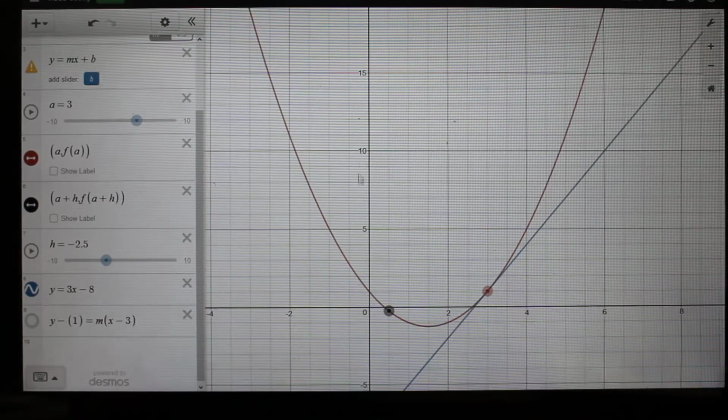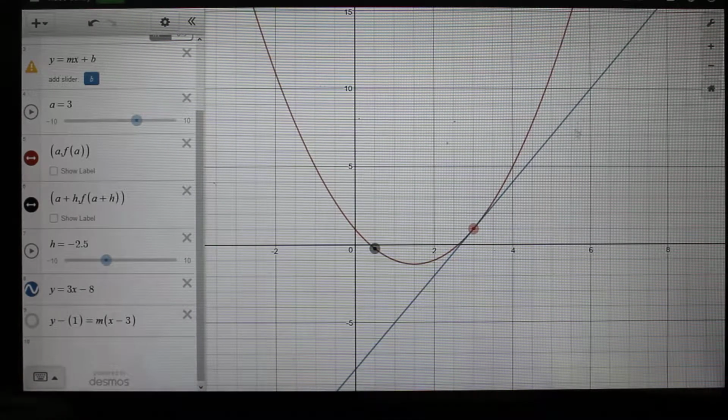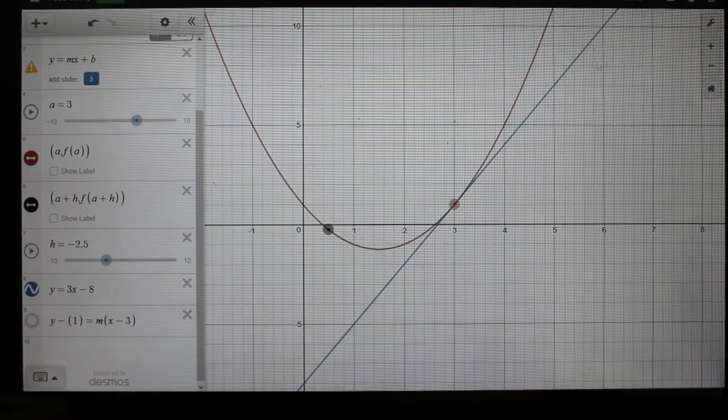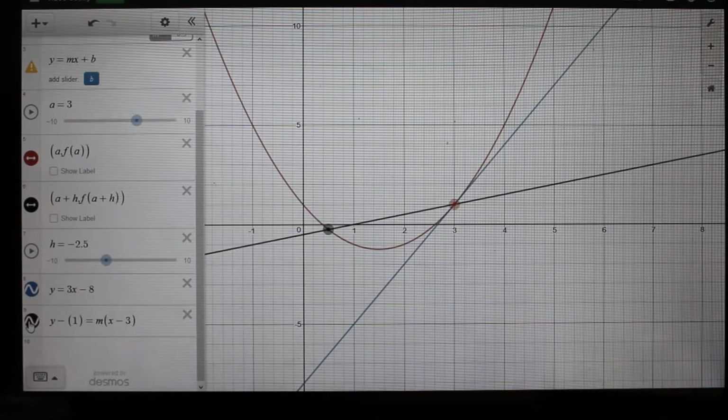Now the slope of the tangent is this blue line here, if you can see. Okay, so the slope of the tangent is this blue line here. This is the blue line for the formula y = mx + b, and here is the slope. This is the slope of the secant here, and this is your slope of the secant.